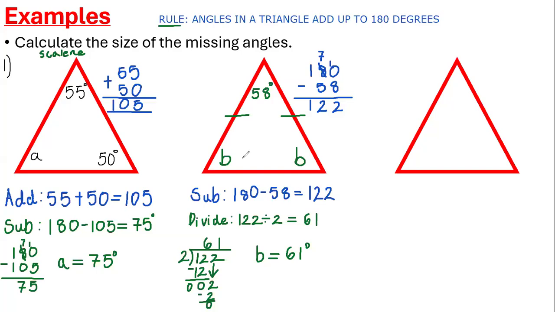Since the two Bs are equal, you have to divide the answer for 180 minus 58 by 2. We're dividing it by 2 because we have to figure out the answer for these two angles, since they share the same angle. So after we subtract it from 180, we split it into 2 to get the B and the B.